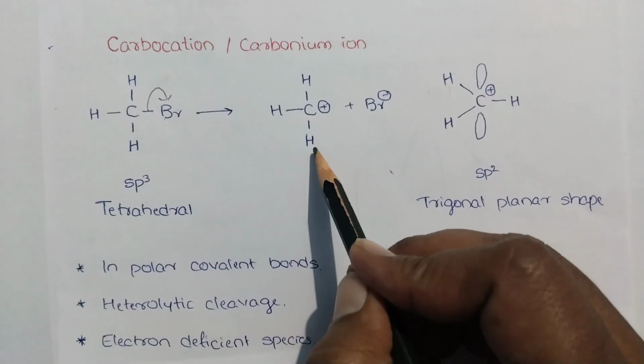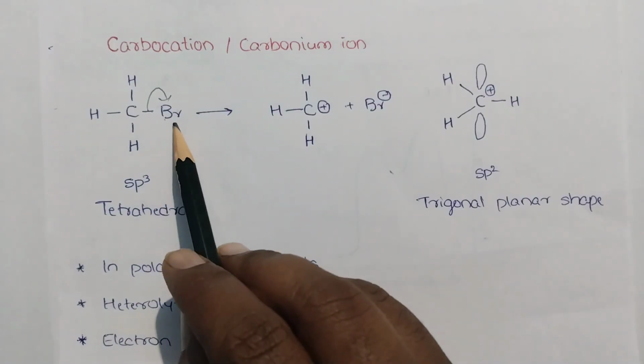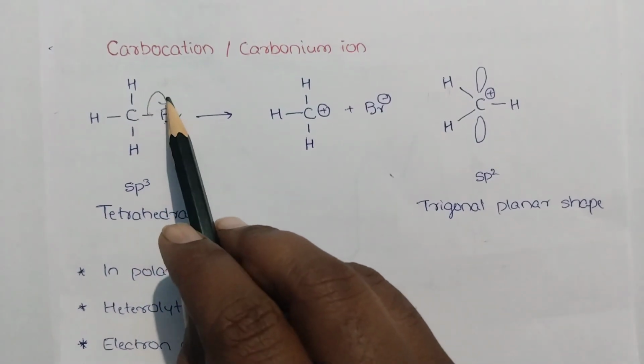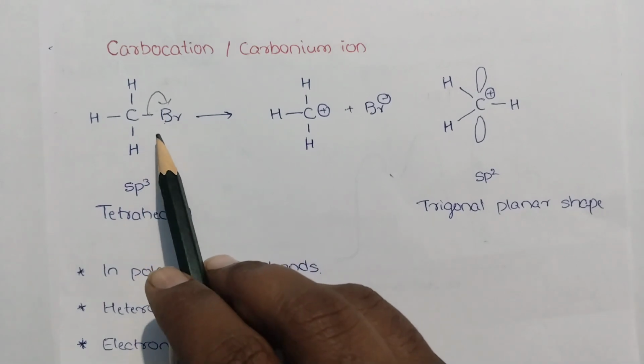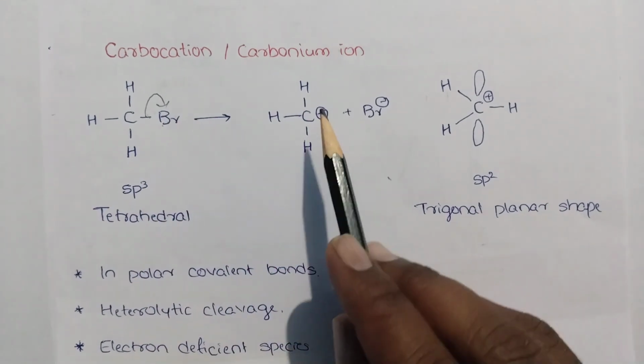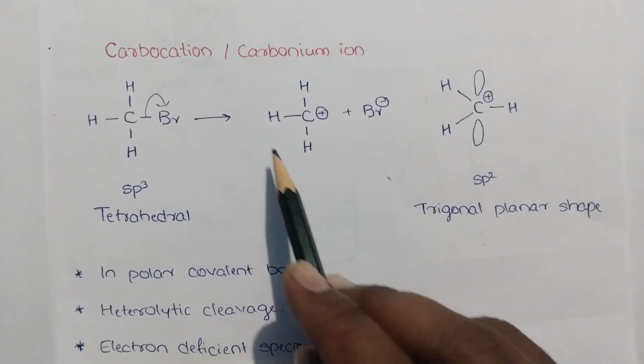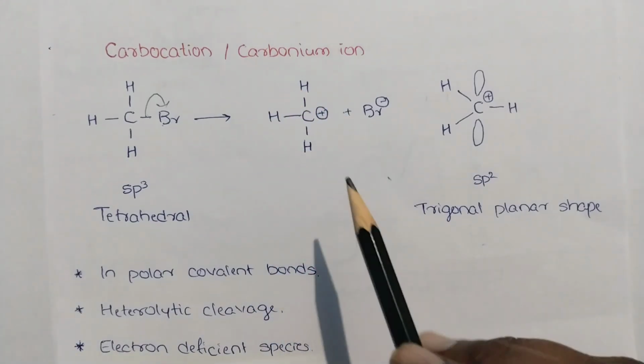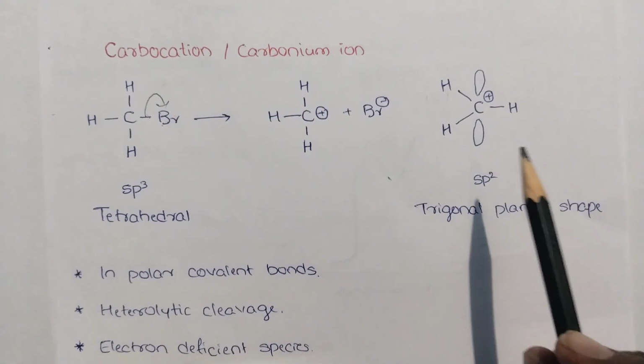This is the intermediate. Because Br is more electronegative than carbon, both the electrons go to Br because of the heterolytic fission. Hence carbon gets the positive charge. This is called a carbocation. This is the intermediate. Let's discuss the structure of this carbocation.